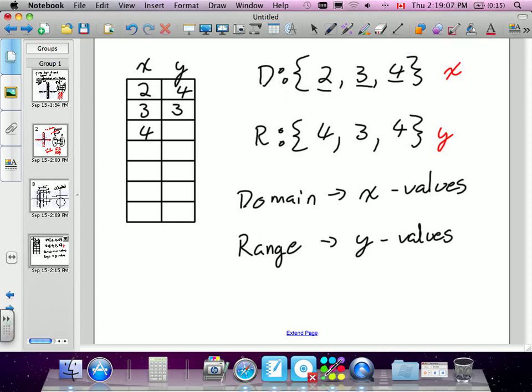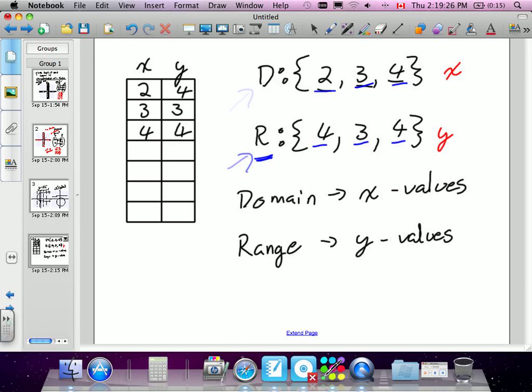So you've seen things set up in a table before. You guys have graphed this. These are coordinates, okay? The only thing is they may represent them like this. Domain is 2, 3, and 4. Range is 4, 3, and 4. Range only deals with y values, domain only x values.